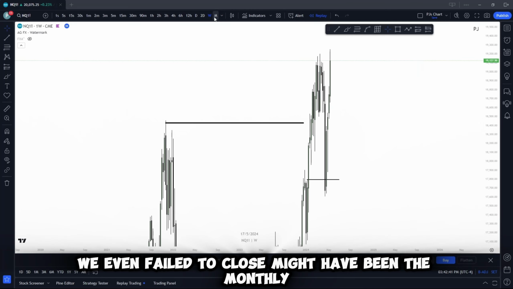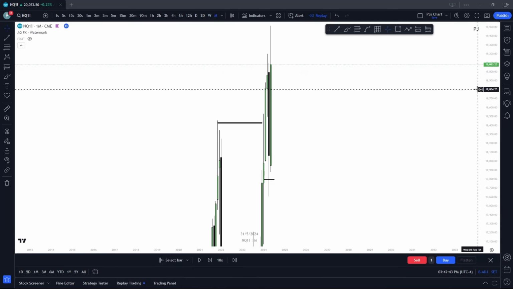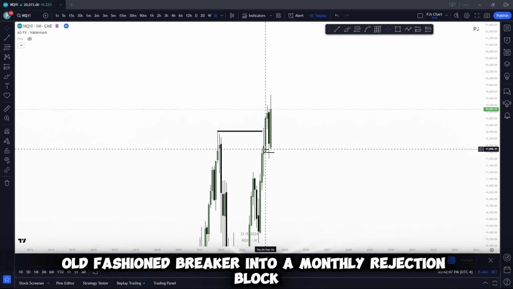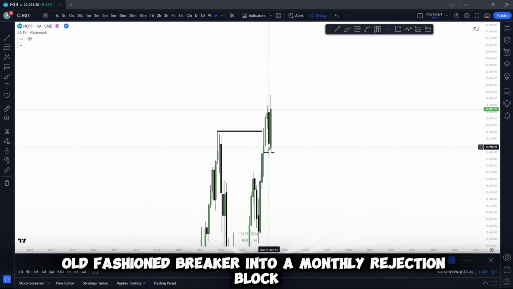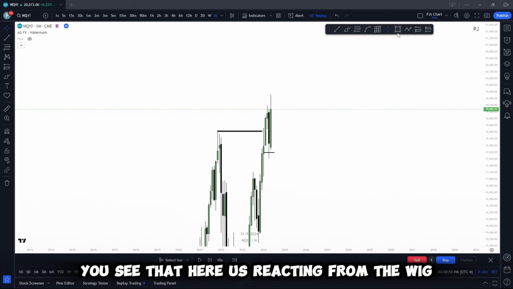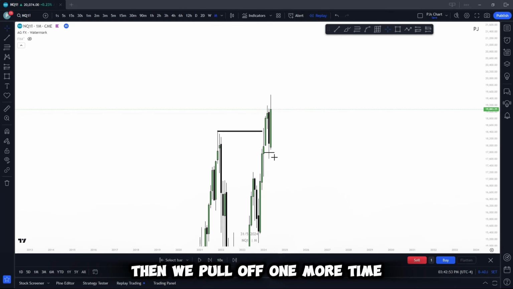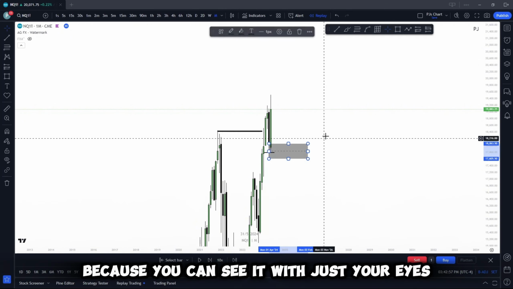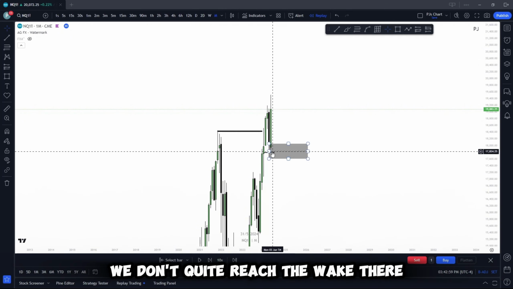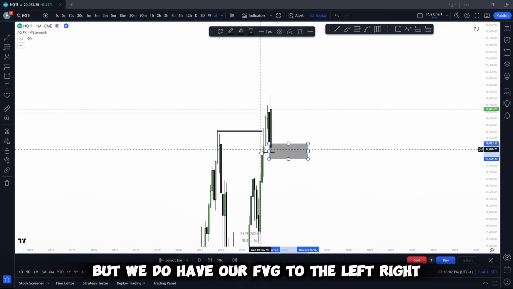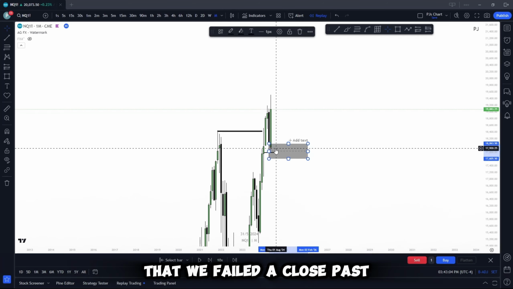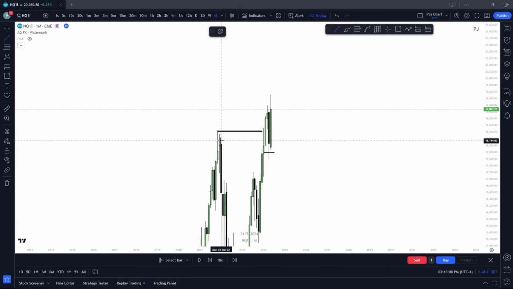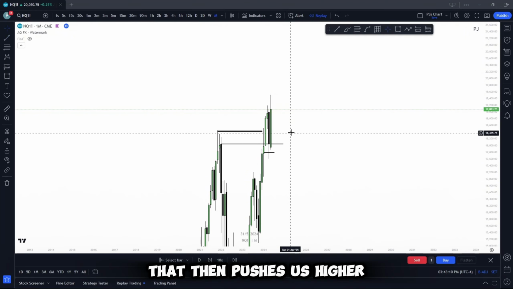It might have been a monthly. And it just kind of looks like a good old-fashioned breaker into a monthly rejection block. You see that here, us reacting from the wick, and then we pull off one more time. That's why you don't always want to rely fully on CRT, because you can see it with just your eyes. We don't quite reach the wick there, but we do have our FVG to the left, right, that we fail to close past, as well as our breaker here that then pushes us higher.